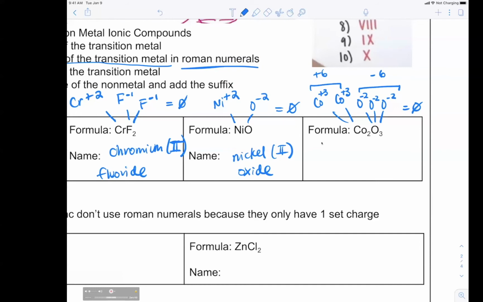Okay, so my overall formula would be cobalt 3 oxide. Again, you write down the charge of whatever your transition metal is. So cobalt 3 oxide. If you wrote 2 oxide, you probably just wrote this 2 here, but that's wrong. It's the charge of the transition metal, not how many of the transition metal that you have.